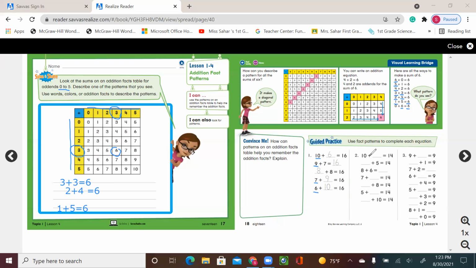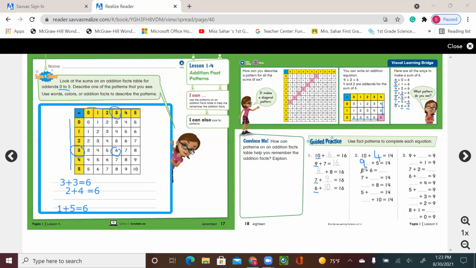All right, so let's see the example we have for number 2. We have 10 plus something equals 14. 10 plus 4. So let's write 4 here. Okay, now I know the strategy. The first addend will lose one number, and I'm going to add it to the second addend. So the first addend, from 10, if I take away 1, it's going to be 9. And then here, my 4 becomes 5, so 9 plus 5 equals 14.